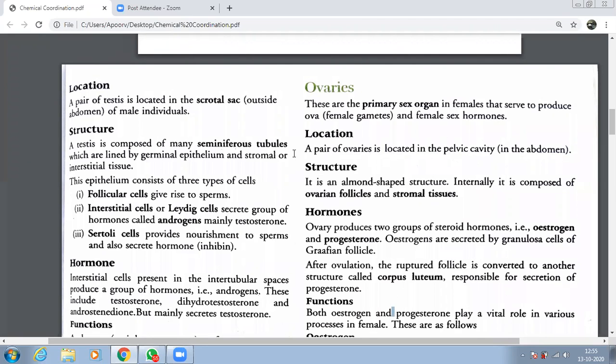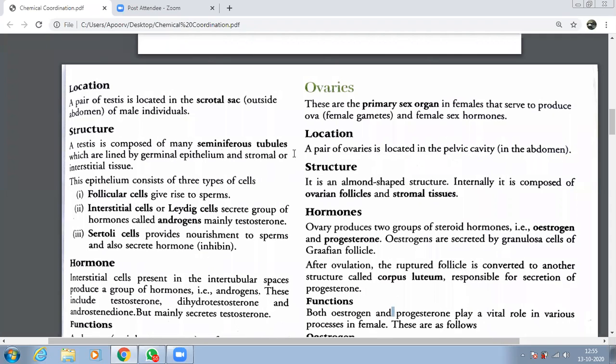Okay, children, let's continue. Let's talk about the location now. Where will you find them? What is the similarity? Pair of testes, pair of ovaries. Is this the similarity? They are present in pairs. Yes, this is the similarity.